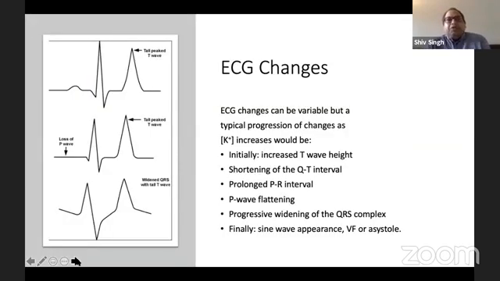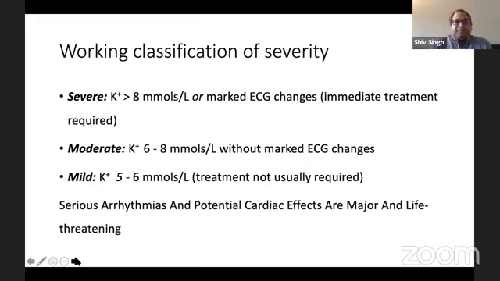So we all should know the changes that are seen with increasing levels of potassium. As the potassium level increases, the first thing you see is tall T waves. And there is shortening of the QT interval, and then prolongation of the PR interval. As the potassium increases further, there is P wave flattening and progressive widening of QRS complexes. Later on, this can lead to sine wave appearance, ventricular fibrillation, or even asystole. So hyperkalemia can be life-threatening in patients.